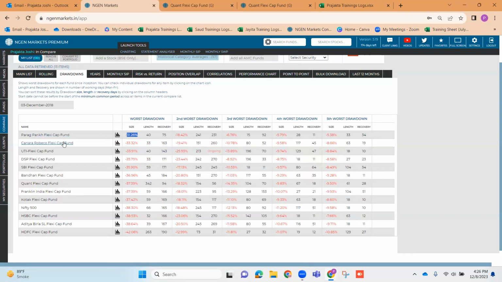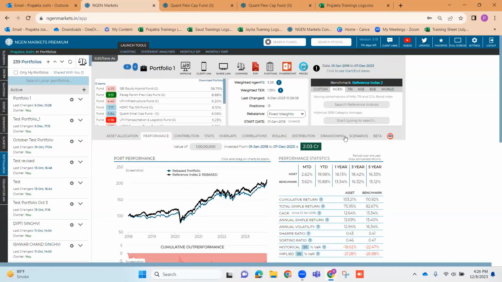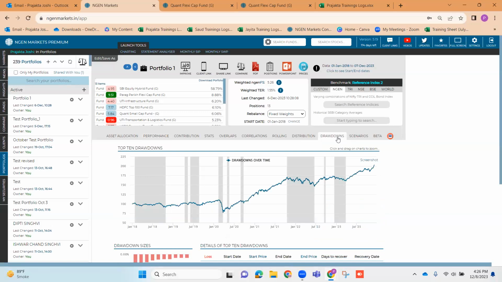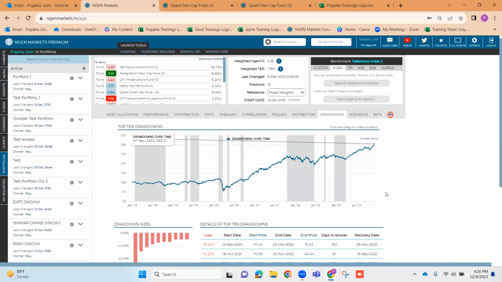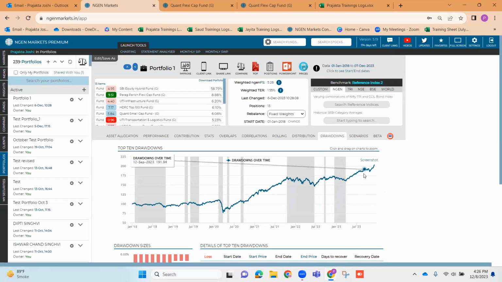Again, you can replicate this at a portfolio level. All you need to do is load in a portfolio and go to the drawdowns tab, which is the third last tab in the portfolio analytics. The logic again remains the same. The difference is now we are speaking in terms of a portfolio. So this line that you can see is arrived at by calculating the weighted average. Basically, it is the NAV of the portfolio, the price of the portfolio.